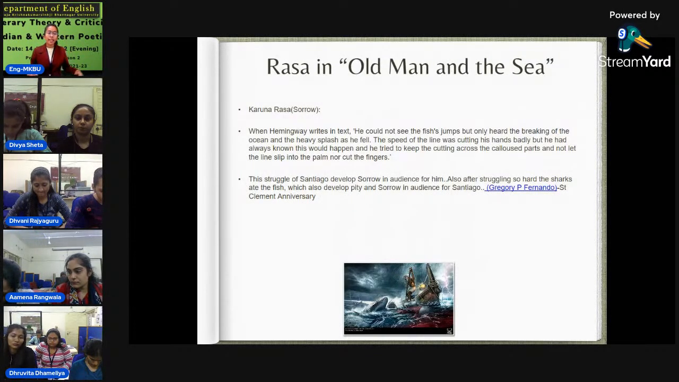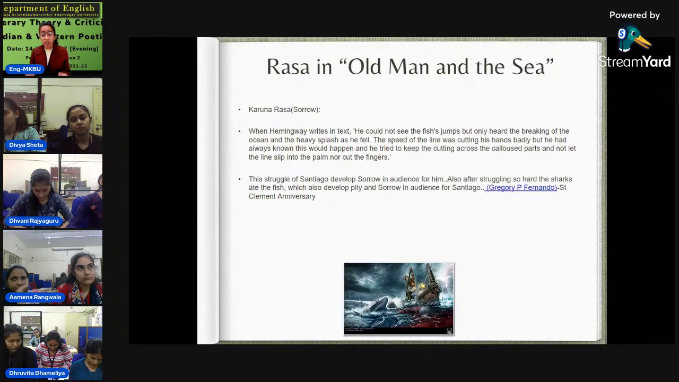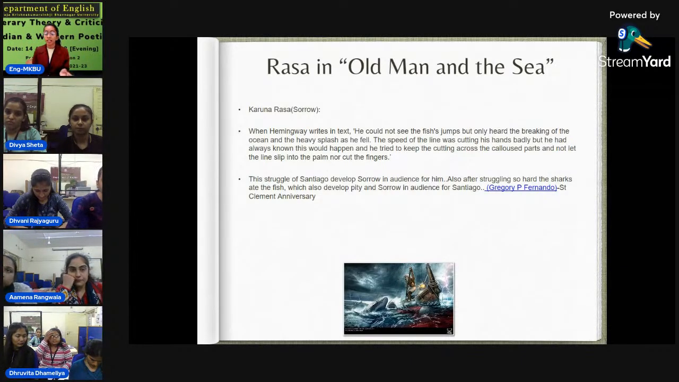The Karun Ras. When he was coming back, the shark came and ate all that big fish, so that developed sorrow, pity for Santiago inside the audience, inside the readers. And Hemingway writes in the text that he could not see the fish jump, but only heard the breaking of the ocean and heavy splash as he fell. The speed of the line was cutting his hands badly, but he had always known this would happen, and he tried to keep the cutting across the calloused parts and not let the line slip into the palm nor cut the fingers. So while the reader is reading this, the Karun Ras arises in ourselves.